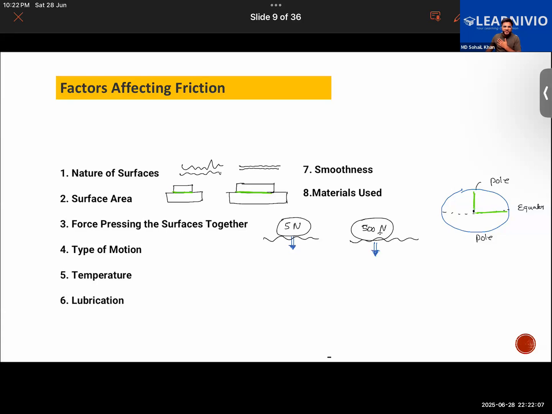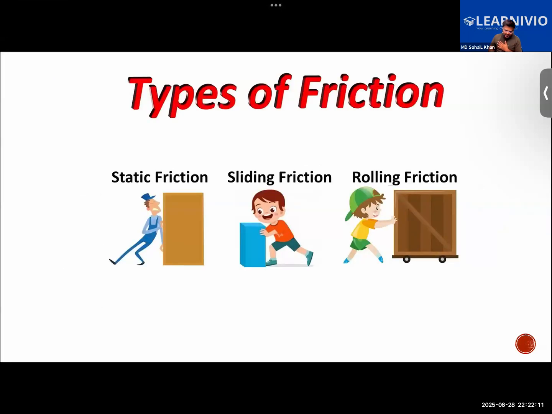In the case of static friction, this static friction comes into existence when one object is not moving over another object. As you can see here, this guy is trying to move this object, but it is not moving. So that is static friction. The object is not in motion at all. But once the barrier has been broken and the object has come into motion, it's sliding over the ground. So there is sliding friction here.